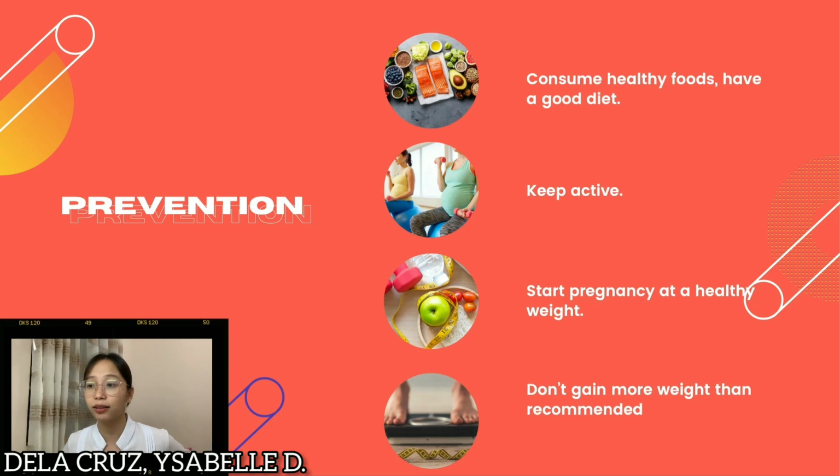Next is keep active. Exercising before and during pregnancy can help protect the mother from developing gestational diabetes since yung glucose is nabiburn or nata-transform into energy and hindi siya nasa-stock sa blood. Next is start pregnancy at a healthy weight. A woman is planning to get pregnant, kailangan normal yung BMI niya para decrease yung risk in having GDM.